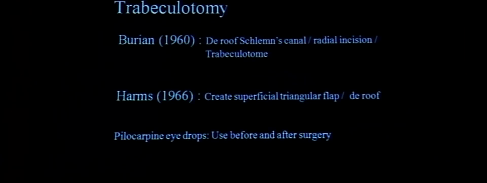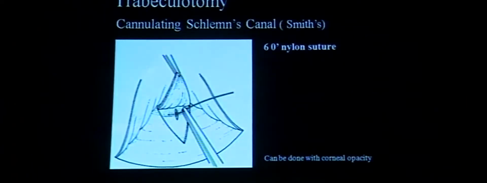Trabeculotomy was first described by Burian, where, through a radial incision, he de-roofed Schlemm's canal using a trabeculotome. Harms added to this by creating a superficial triangular flap and then de-roofing Schlemm's canal. The use of pilocarpine before and after helped increase the success of the surgery. Even sutures have been tried to de-roof Schlemm's canal. The advantage of trabeculotomy ab externo is that it can be done even in the presence of a corneal opacity. Trabeculectomy has also been tried.